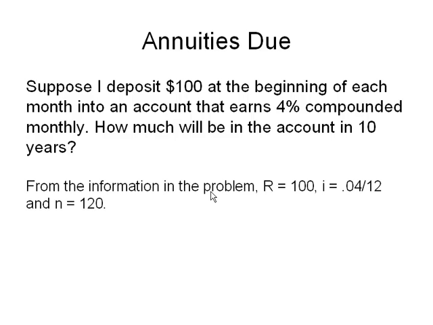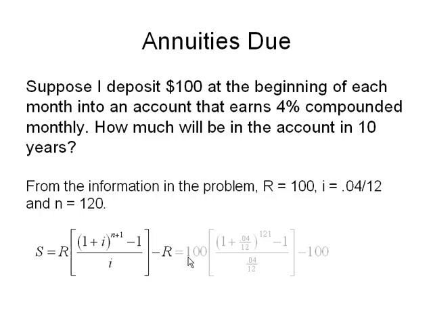So from the information of the problem, r is equal to 100, i is 0.04 divided by 12, and n is 120 because I'm doing this monthly for 10 years, so 10 times 12 is 120. So here I've written out my annuity due formula, and now I'm going to go ahead and substitute in those values. Being real careful with parentheses when I put this into my calculator, that's what I'm going to have at the end of the term of 10 years.